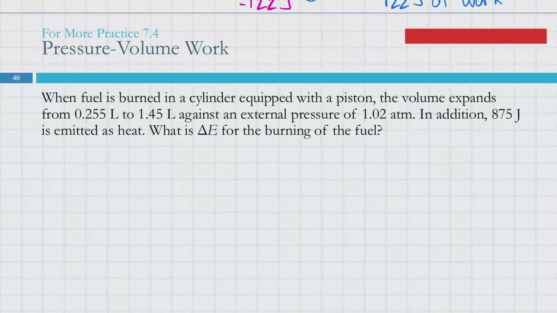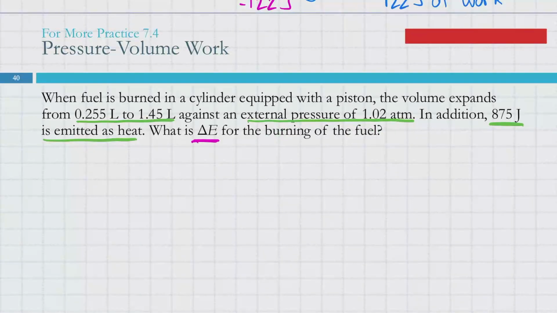All right, we're going to build a little bit. So we're going to rope back in our change in energy, our delta E concept. So when fuel is burned in a cylinder equipped with a piston, so its volume can change, the volume expands from 0.255 liters to 1.45 liters against an external pressure of 1.02 atmospheres. In addition, 875 joules is emitted as heat. What is the change in energy for the burning of the fuel?